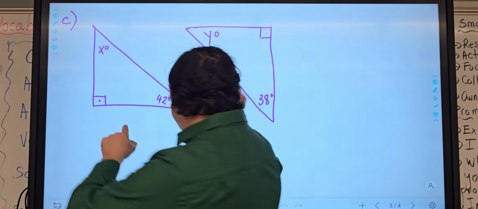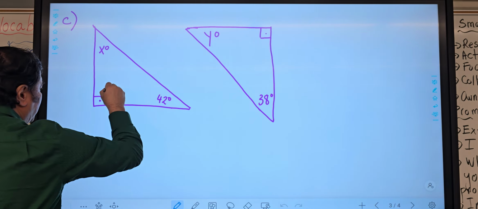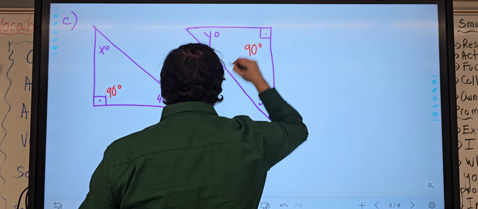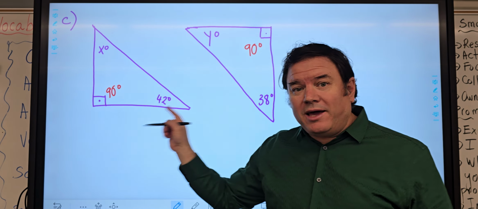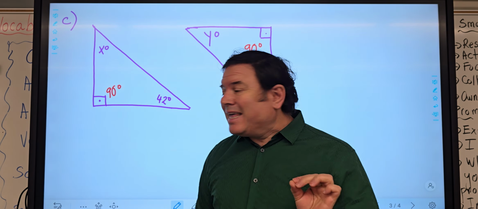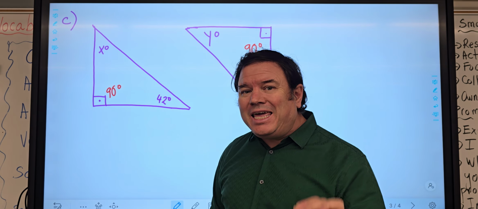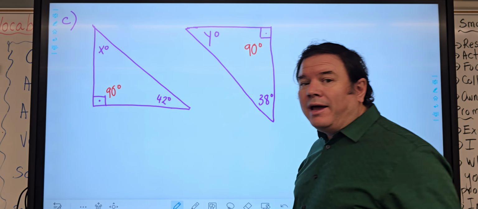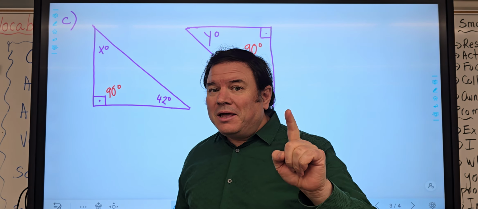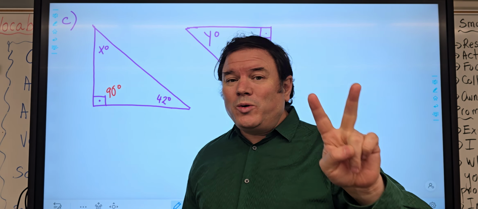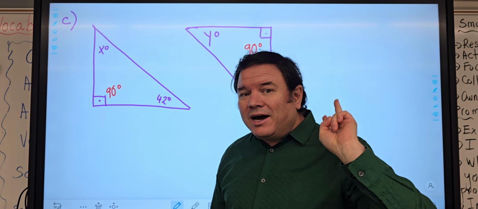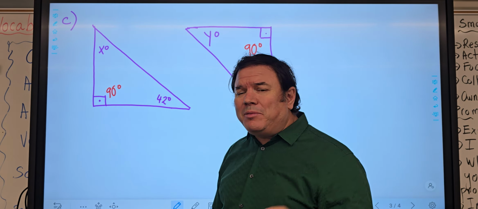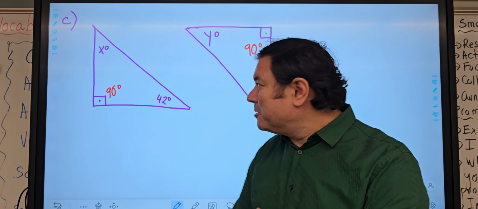We know that both of these angles are 90 degrees. Remember, a little square inside of a triangle means that that angle is a 90-degree angle. So at least now we have one angle. But how many do we need? At least two angles. And if we identify that both of these triangles have another angle in common, then we can say that they are similar.